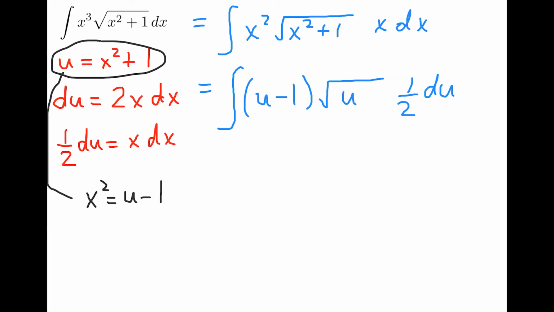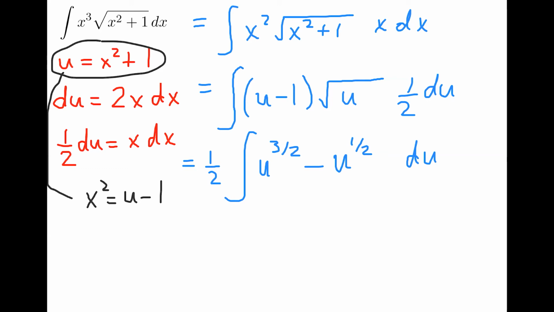It still might look hard, but it's not as hard as it might seem. We're going to factor that 1/2 out, and then we're going to distribute the square root of u through those parentheses. So we get 1/2. And then when we distribute the square root of u through there, we get u to the first power times u to the 1/2. That's u to the 3/2. And then minus u to the 1/2. And then we still have this du sitting here.